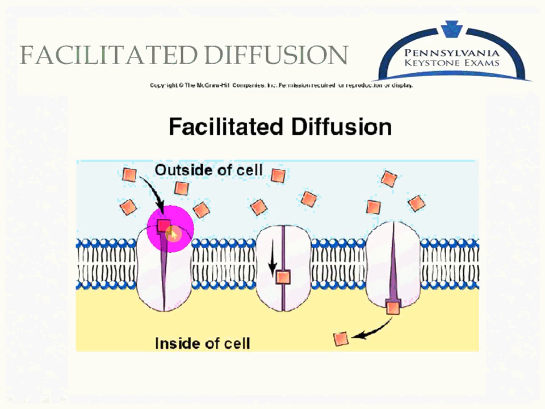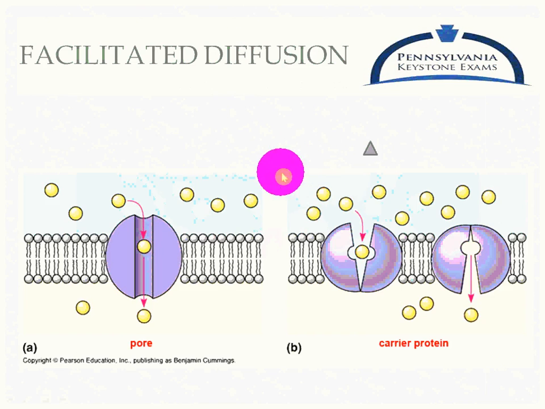So this little square guy fits in this little square hole, and when that happens, there's a shape change. The protein recognizes the thing that wants to come through, it changes its shape, and it pops the guy out on the other side. If I were a heart-shaped molecule, I would not be able to fit into this receptor and I wouldn't be able to go through. So it's very specific. If the square is glucose, only glucose can get through. No other molecule can.